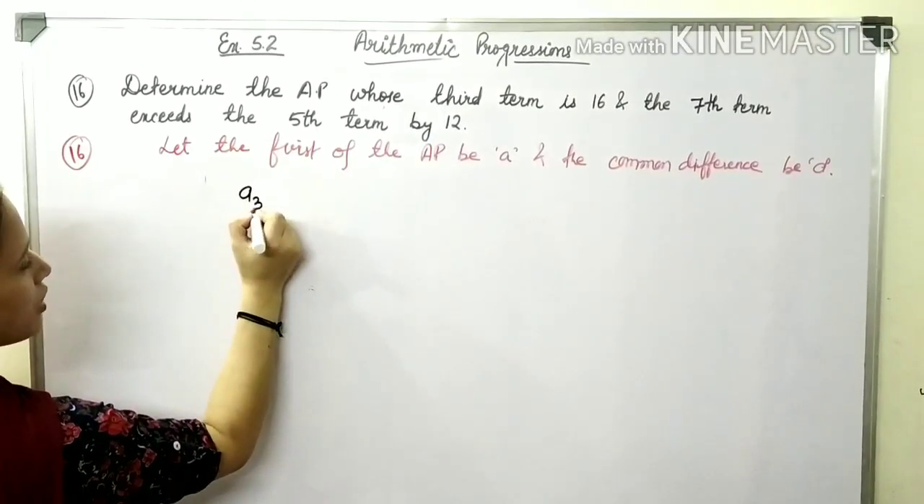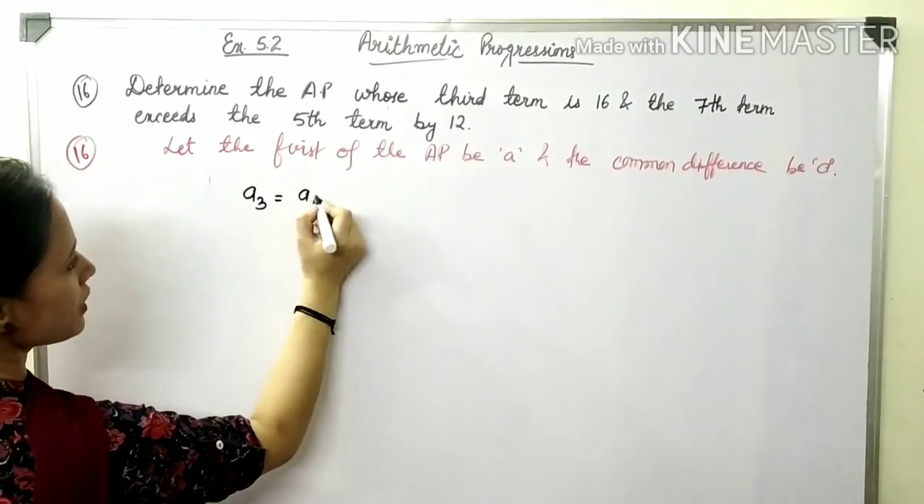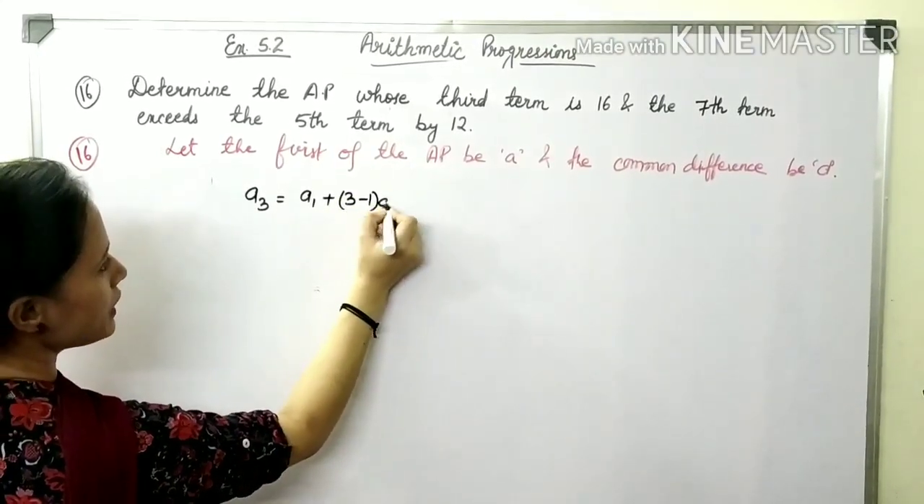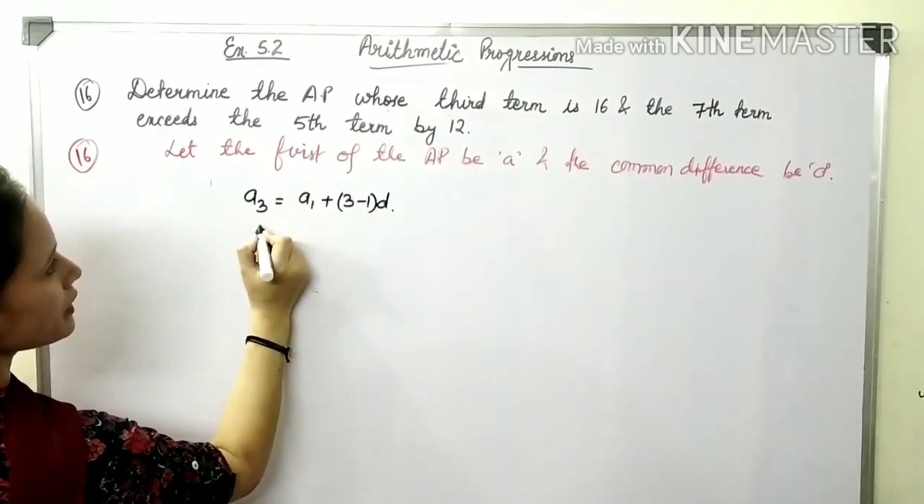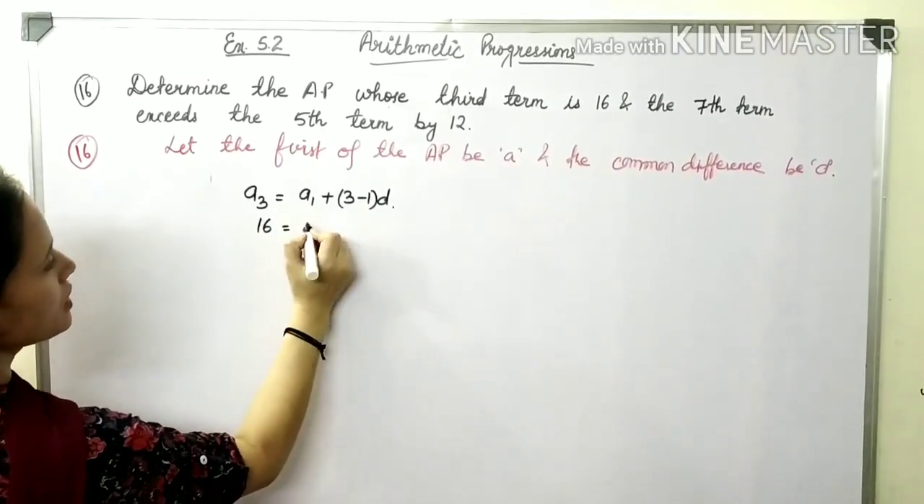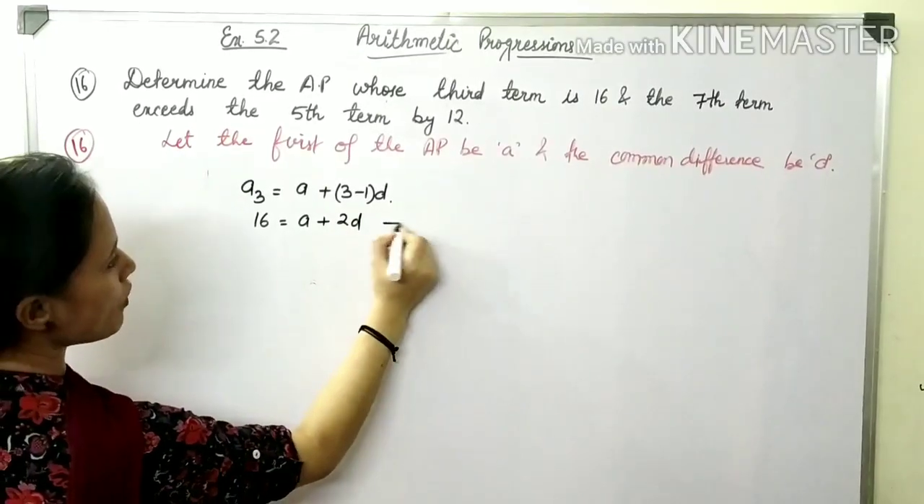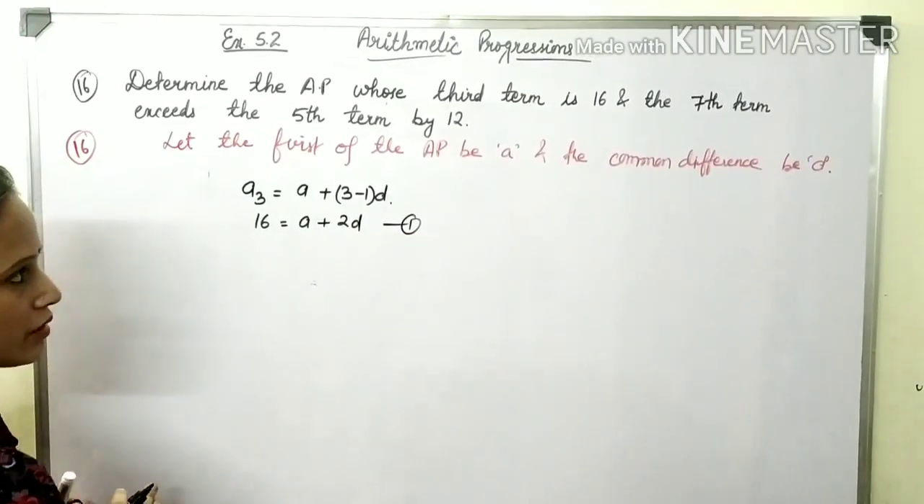Now according to the question, whose third term is 16? That is A3 we are talking about, and when we are writing A3, we can apply the formula A1 plus (n minus 1) D. So from here it is given that the third term is 16. So A plus 2D equals 16. So one equation we are getting from the given information.